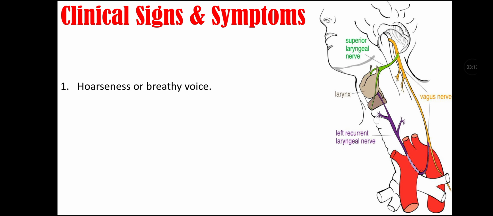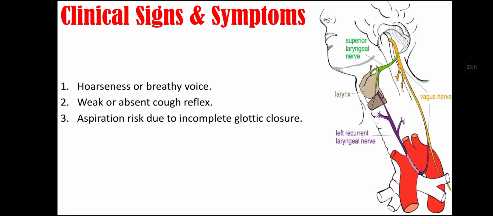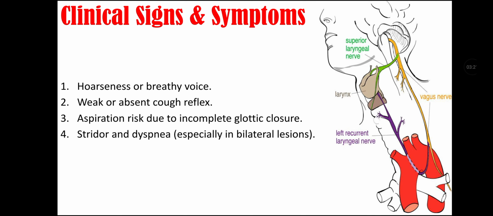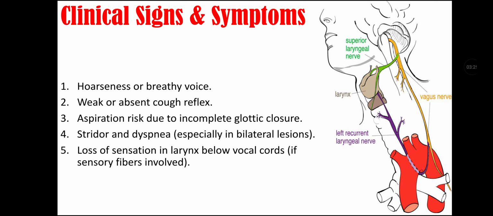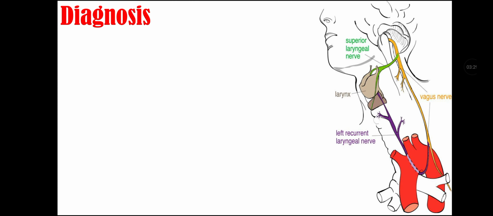Clinical signs and symptoms. There is hoarseness or breathy voice, weak or absent cough reflex. There is aspiration risk due to incomplete glottic closure, and stridor or dyspnea, especially in bilateral lesion. And there is loss of sensation in larynx below vocal cords if sensory fibers are involved.